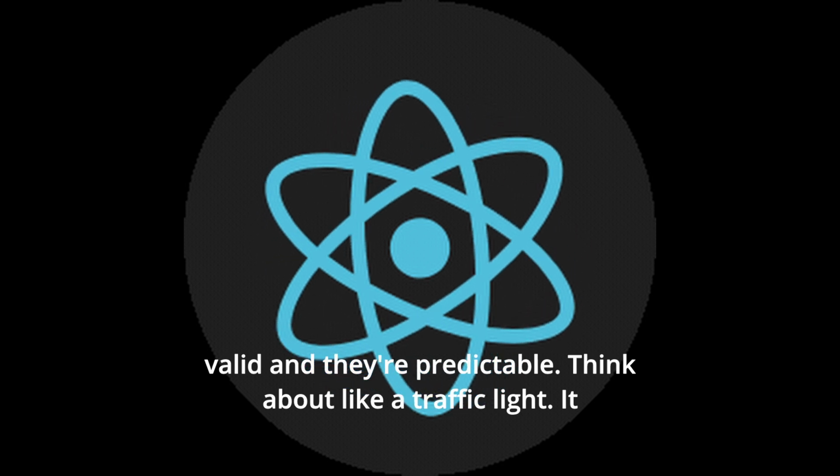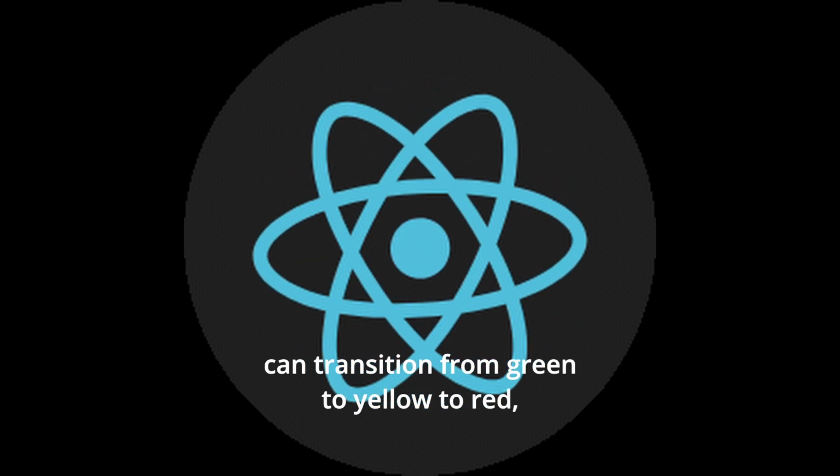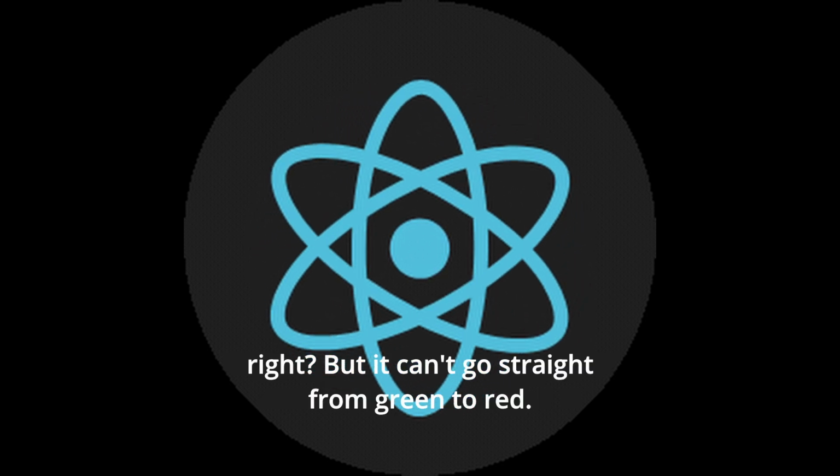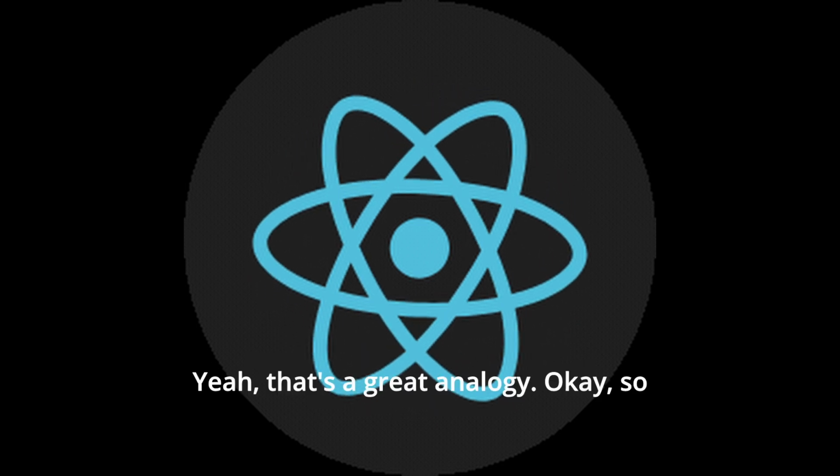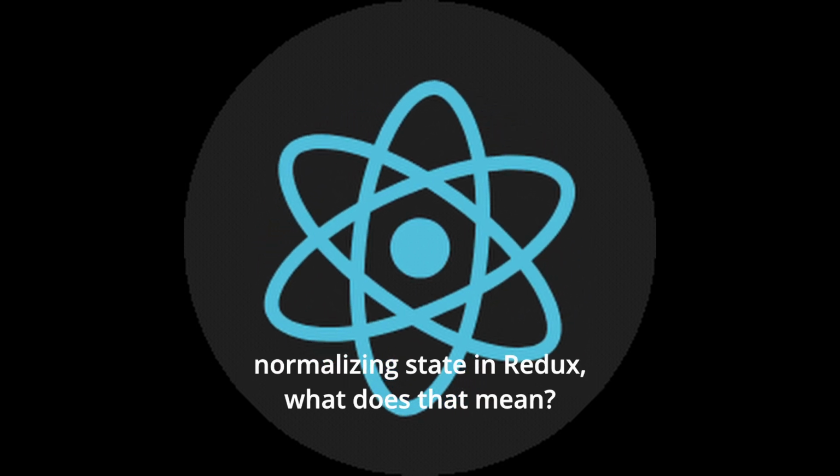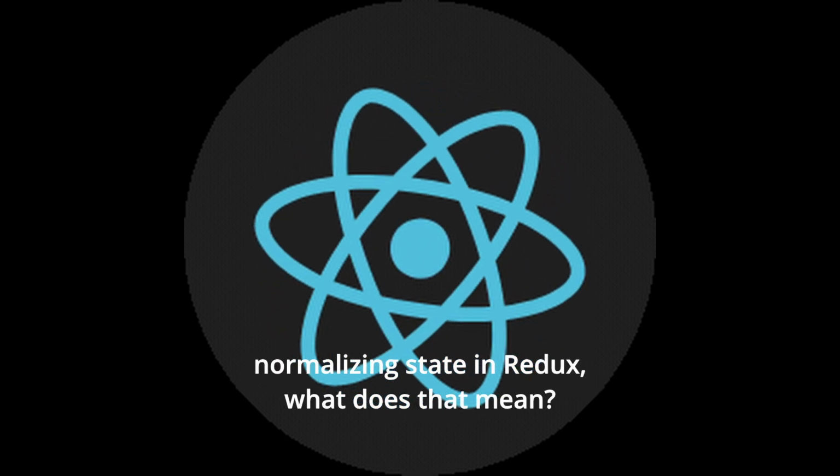Think about a traffic light. It can transition from green to yellow to red, right? But it can't go straight from green to red. Yeah, that's a great analogy. Sure. Okay, so normalizing state in Redux, what does that mean?